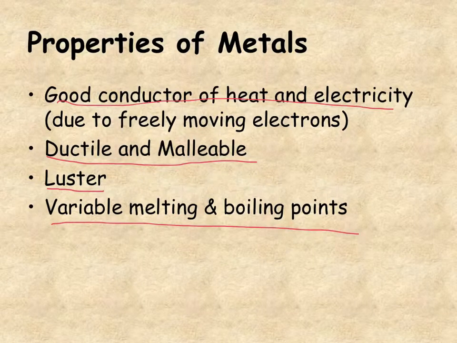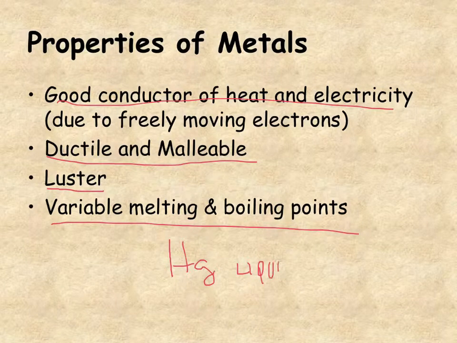And they have a variety of melting and boiling points. And I'll give you one example. A very low melting and boiling point is mercury, which is one of the very few liquids in the periodic table. And yet it's a very heavy metal.